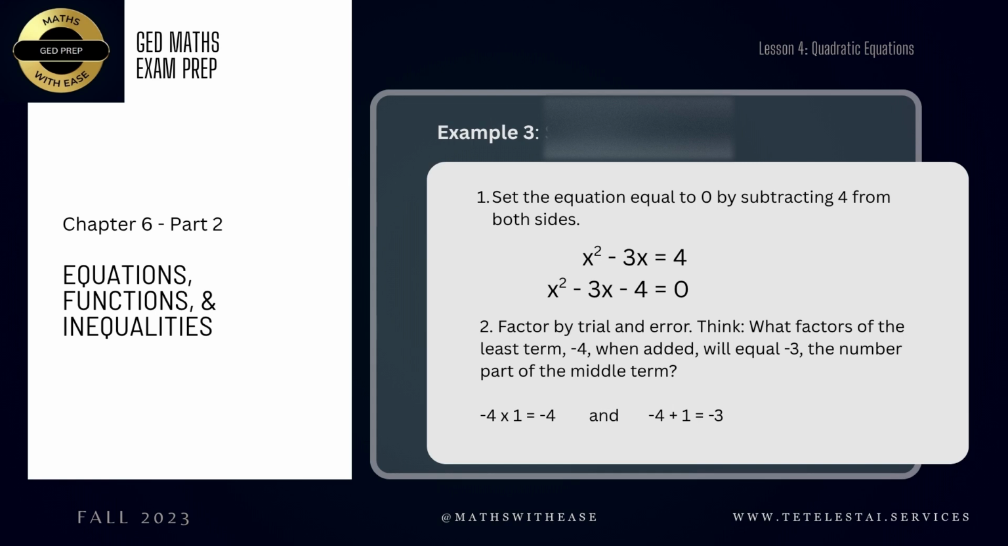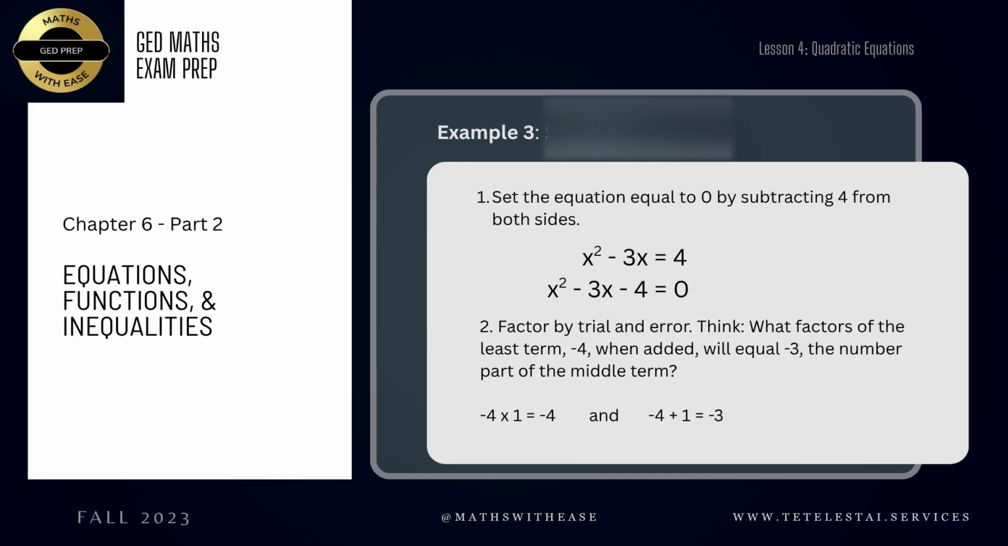So the first thing you want to do is set your quadratic expression to 0 by subtracting 4 from both sides of the equation. If we subtract 4 from the right-hand side, 4 minus 4 is 0. And if we subtract 4 from the left-hand side, we'll be left with this expression right here, x squared minus 3x minus 4. Here's our 4 that we're subtracting from the left-hand side.